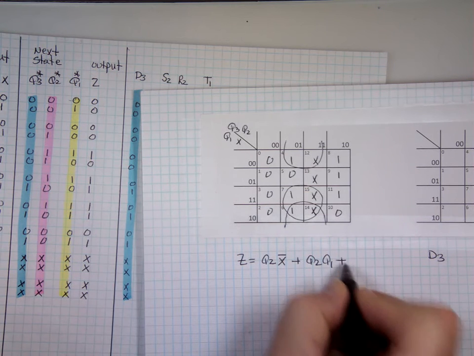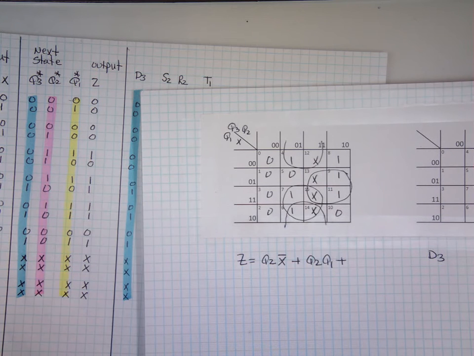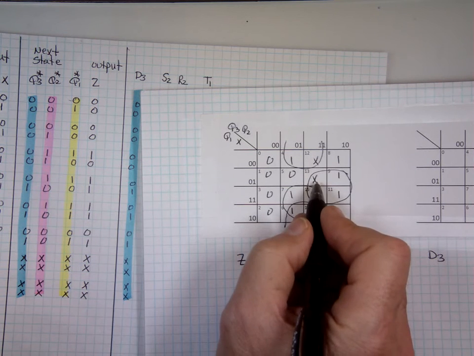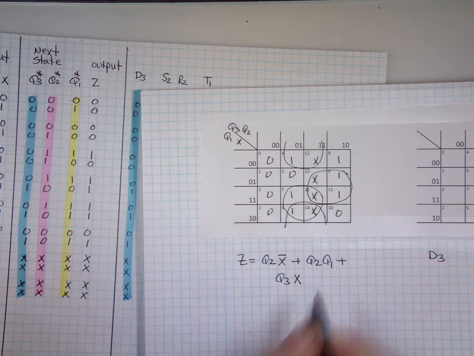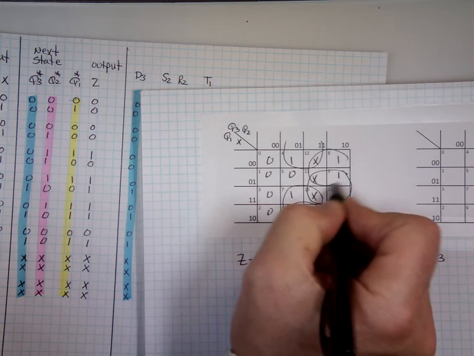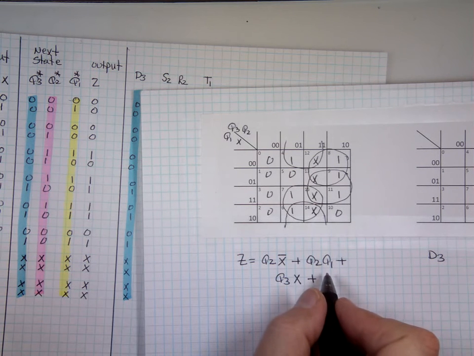To get these two ones, how about that group there? Q3 and X. There's one more one to group right there, but I'll take these four. Which is what? Q3, Q1 bar.